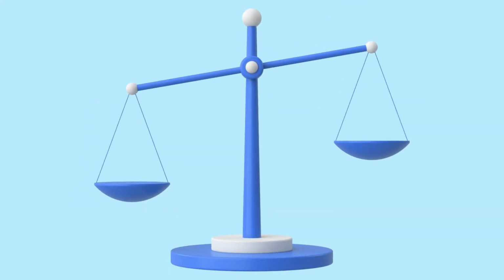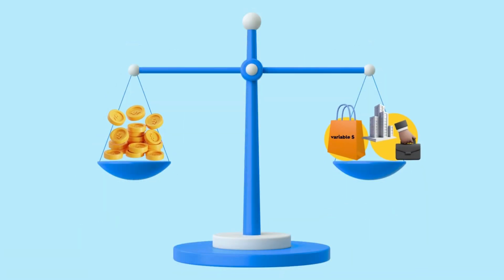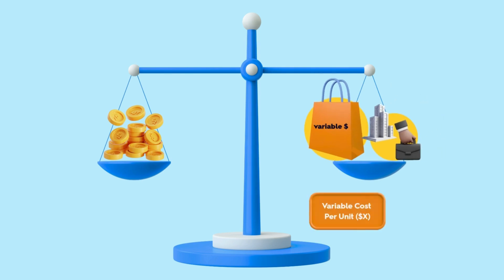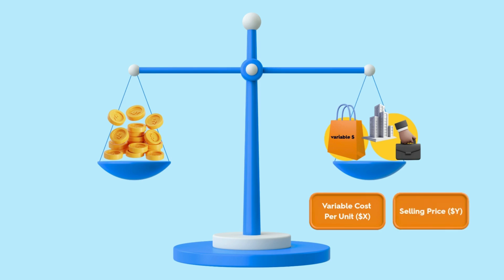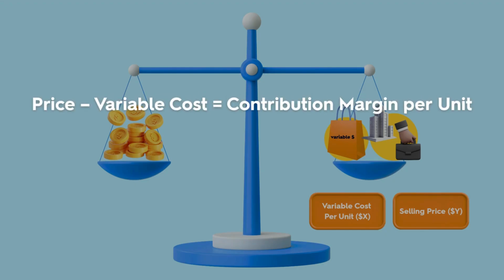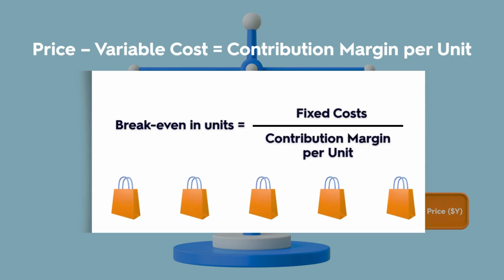Break even is the output level where total revenue equals total cost, so profit is 0. Separate fixed costs like rent and salaries from the variable cost per unit. Then compare that to your selling price. The difference, price minus variable cost, is the contribution margin per unit. Break even in units equals fixed cost divided by the contribution margin per unit.